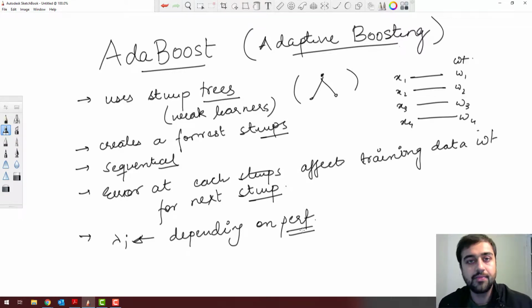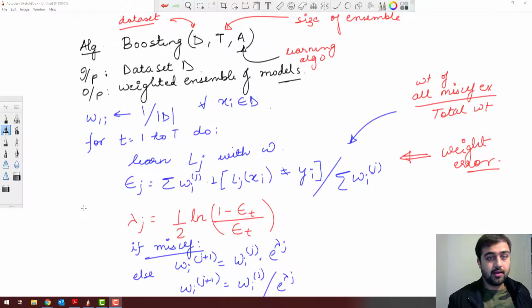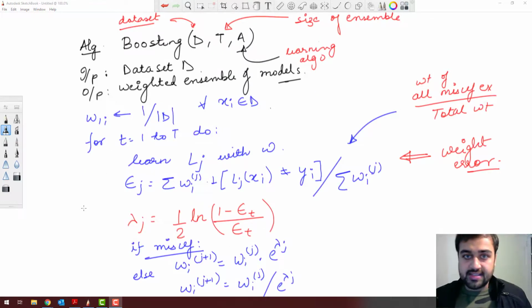Now let's look at the algorithm for it. So now we discuss the algorithm of boosting or AdaBoosting. It's very simple, it's very straightforward. Now let's take a look. So our algorithm is boosting, where there are three inputs: the data set, the size of the ensemble, and the learning algorithm that is given by A. The input is the given data set D, and the output is the weighted ensemble of models, which gives you the final classification result of your models.